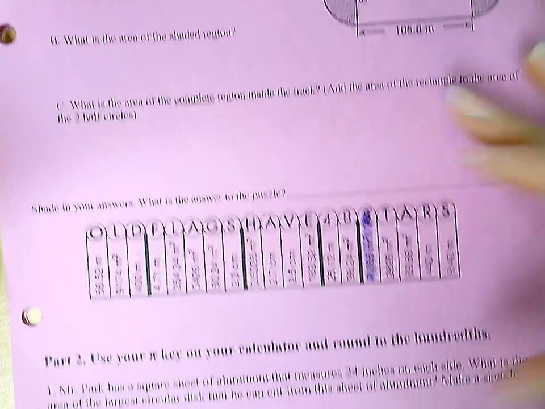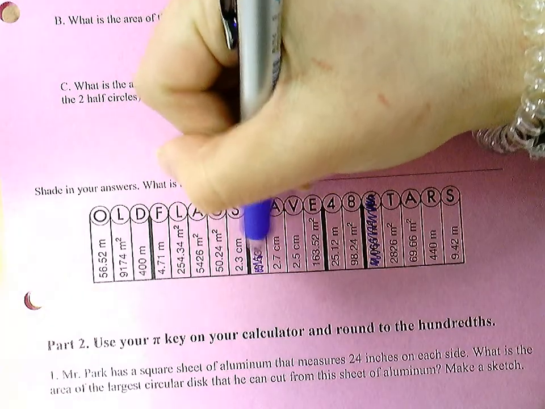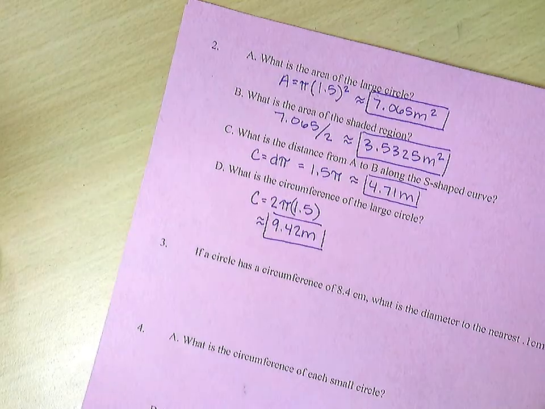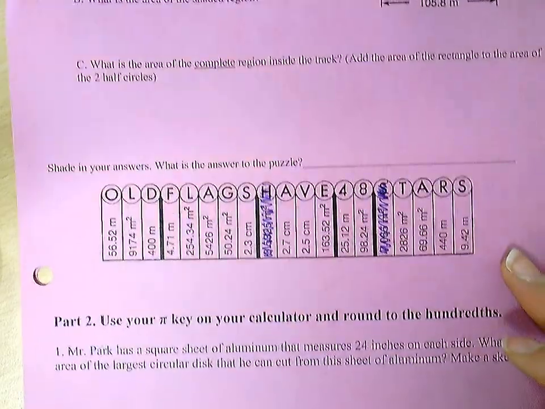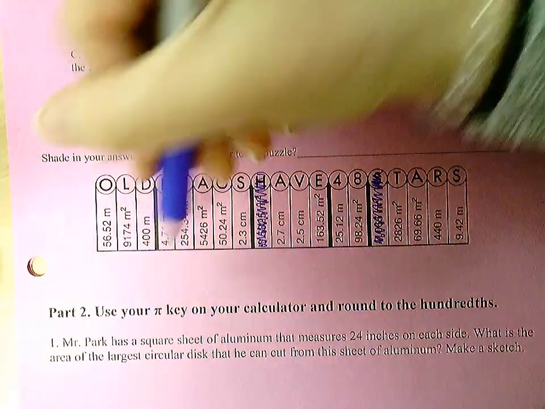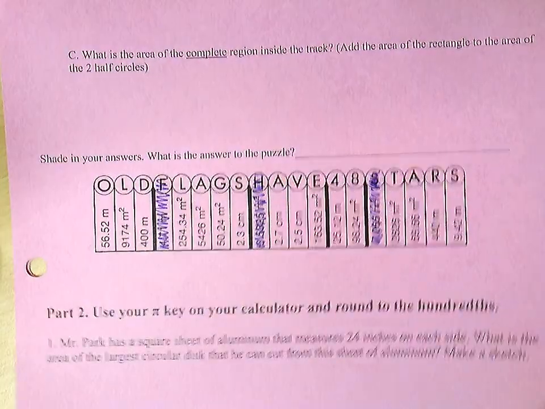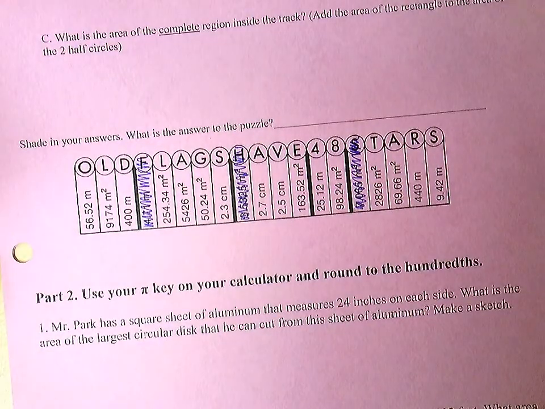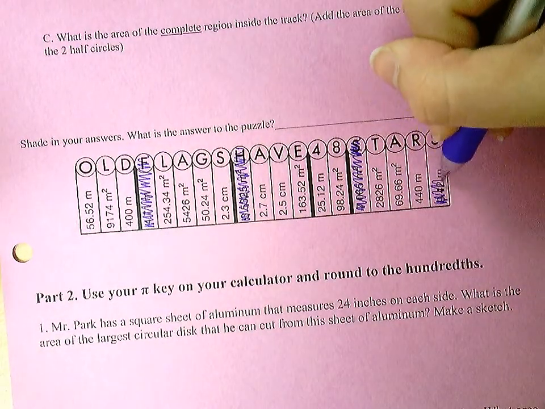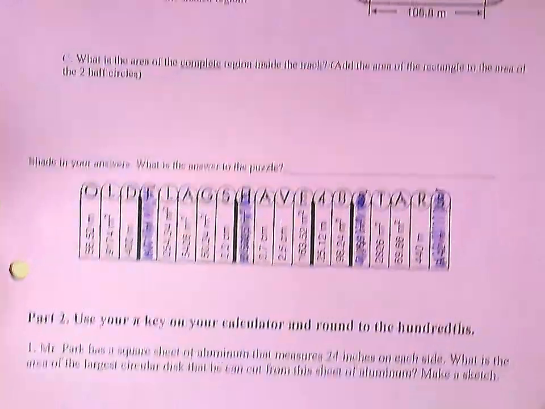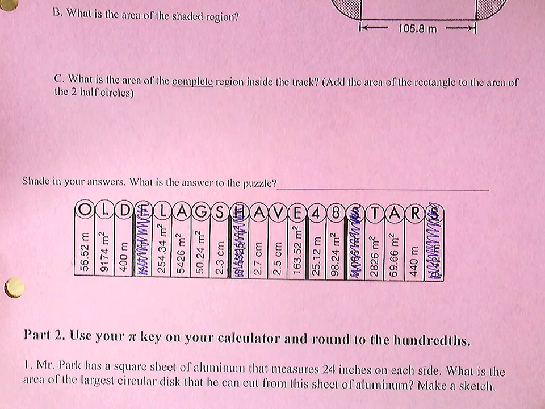3.5325. That's this H right here. Cross that off. 4.71. That's this one, this F. And then the last one is 9.42. That's this last number. So that's what you do once you find those answers. You just cross them off.